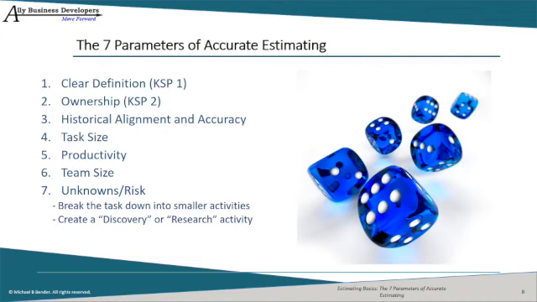Break the task down into smaller activities. Establish an ideal team size for the research. Clearly define the research and assign ownership. While larger research activities may still offer a challenge, these techniques will help improve the reliability of your research task estimate.